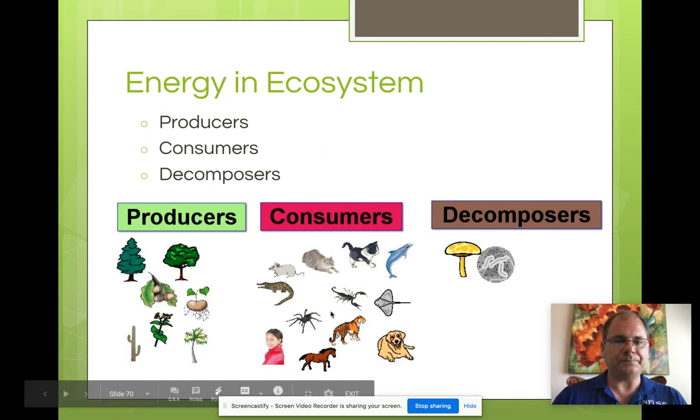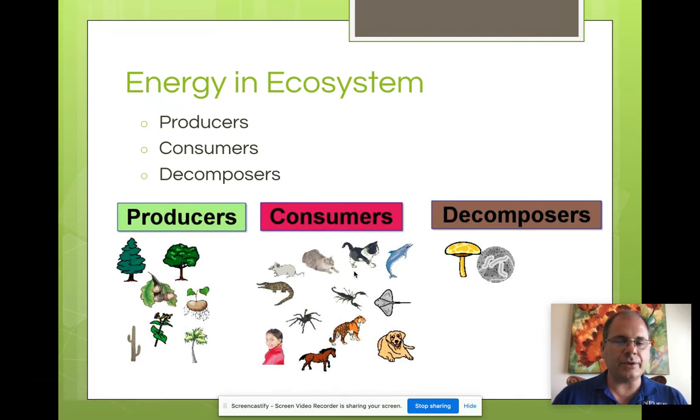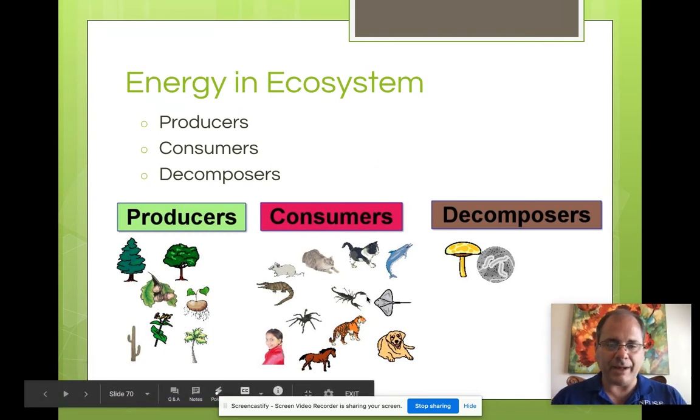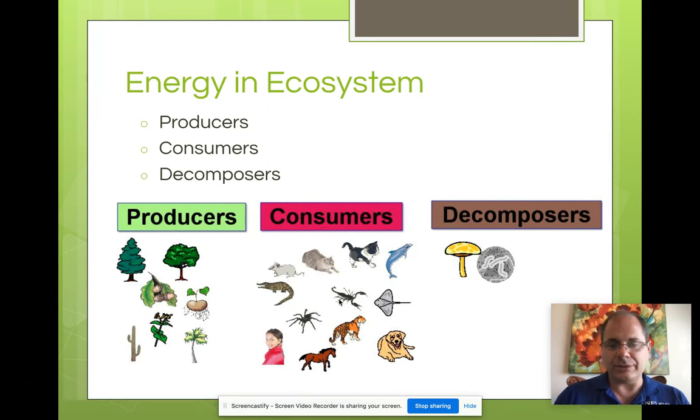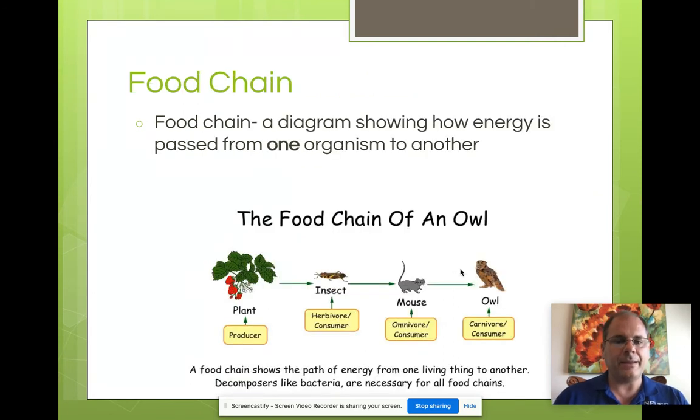So here we go. Producers are the green organisms that produce food. Consumers are anything that has a mouth that can eat each other or eat other organisms or eat plants. A decomposer is sometimes very small, like microscopic fungus and bacteria, or it could be a mushroom that helps break down the organic matter.